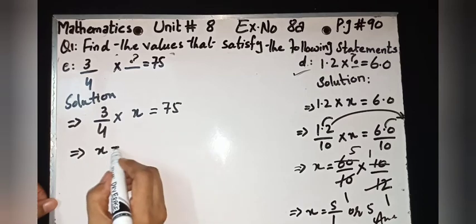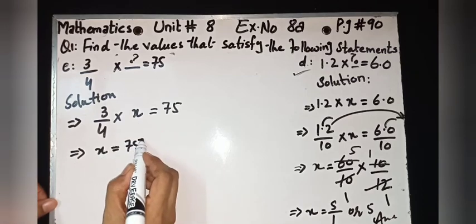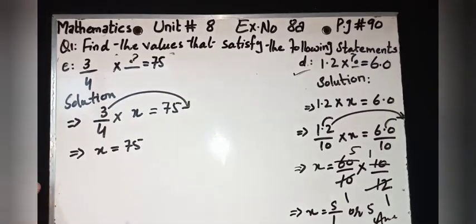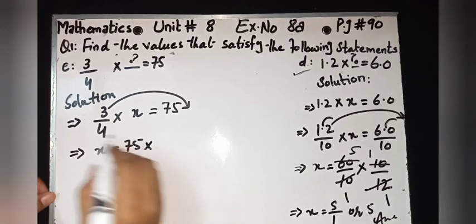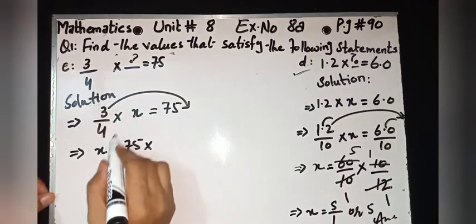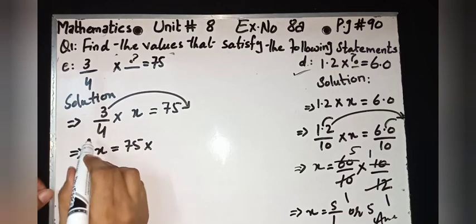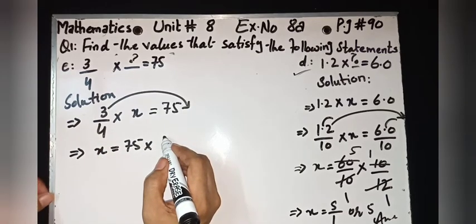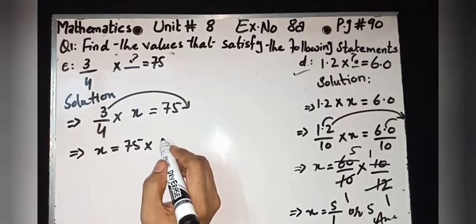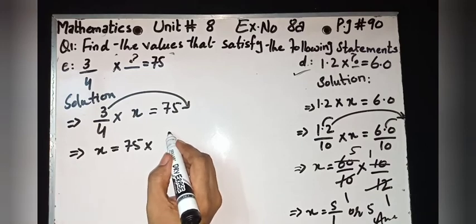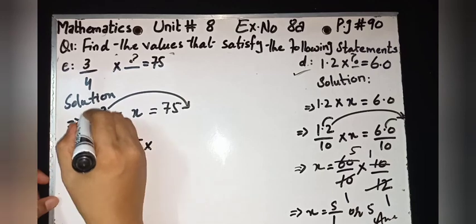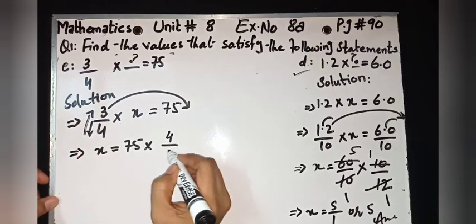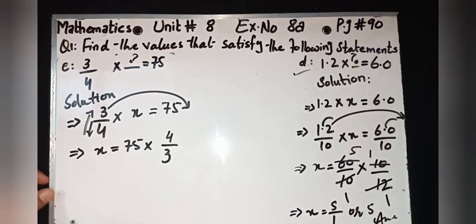x as it is copy, equal to 75. This part shift to the other side. 3 upon 4 shift to the other side. So this part we have in fraction form. Fraction means it's divide. So divide changes, by the direct method, into multiply. Divide changes into multiply, or the direct method is reciprocal it. Okay, 4 upon 3. Now reduce it.